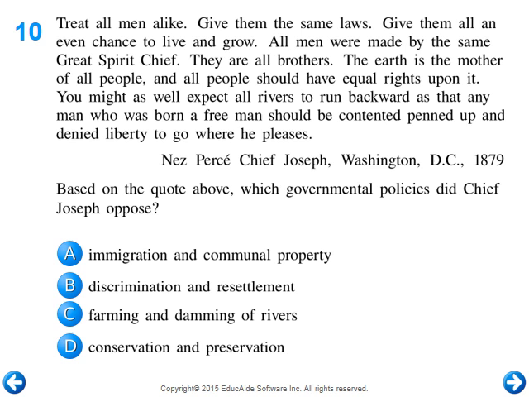B might be correct. C, farming and damming of rivers. He didn't say anything about that. Or D, conservation and preservation. He really wasn't worried about conservation in this regard. Okay, so it has to be B.